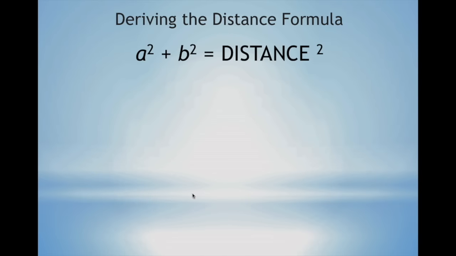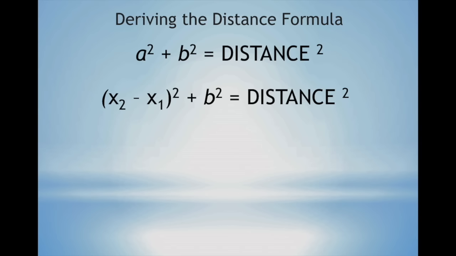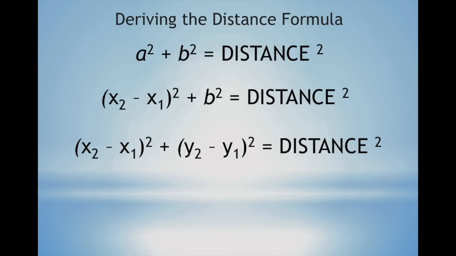So let's take what we've got so far and go a little bit further. The next thing we can do is realize that A can be re-represented as x2 minus x1, and B can be represented as y2 minus y1. So if we put those in, we get this formula.